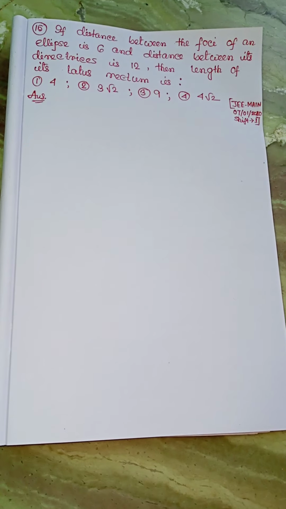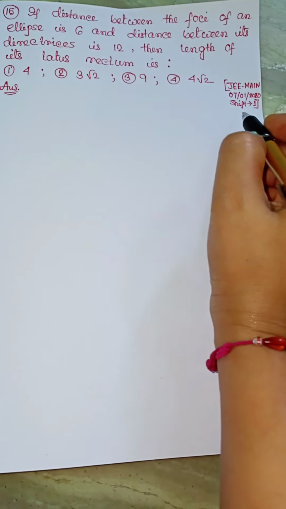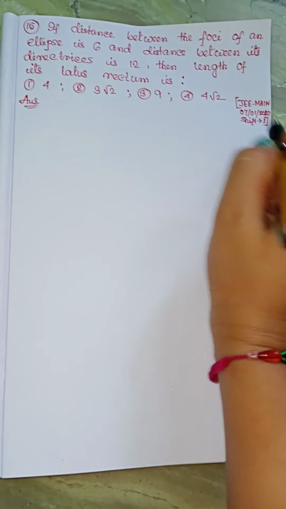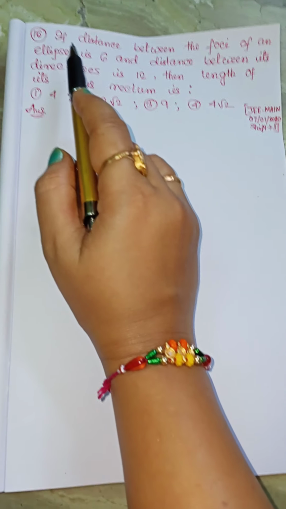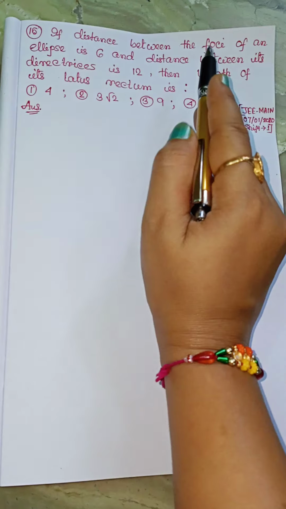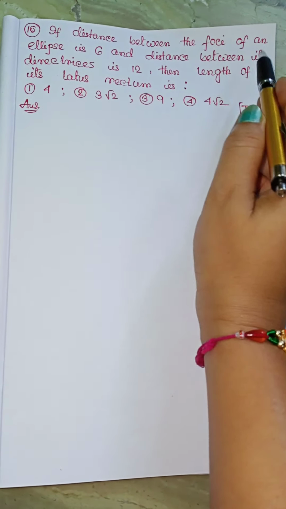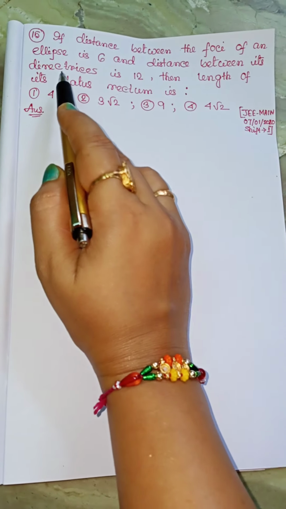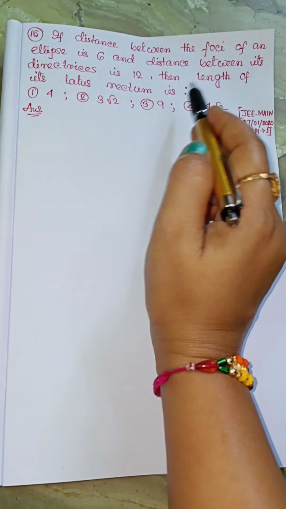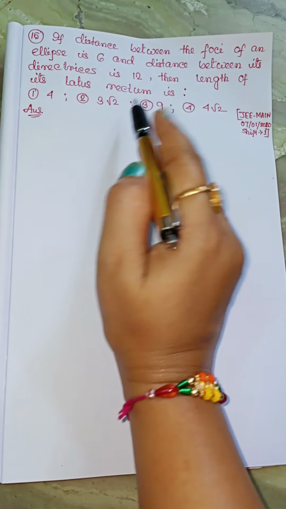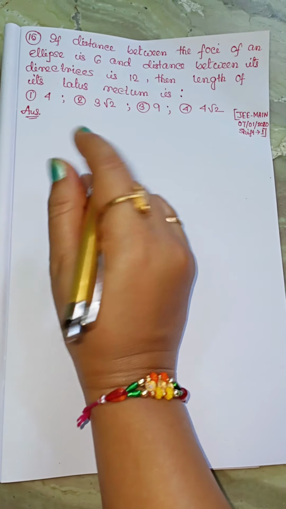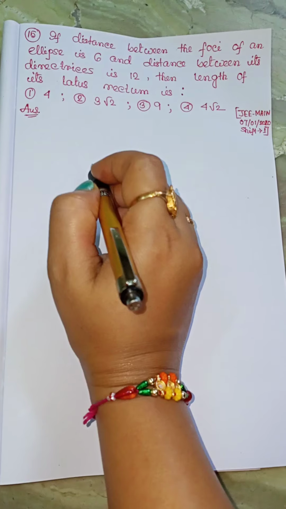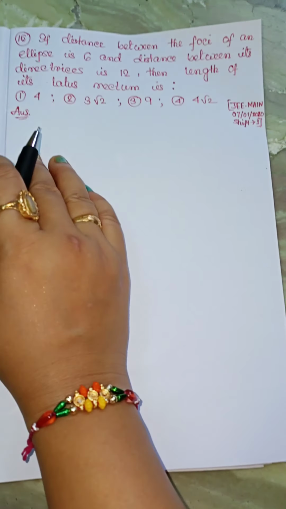Today we solve JEE Main 7th of January 2020 Shift 1 question number 15. If the distance between the foci of an ellipse is 6, and the distance between its directrices is 12, then the length of its latus rectum is, with 4 options given. This problem comes from the house of conics.